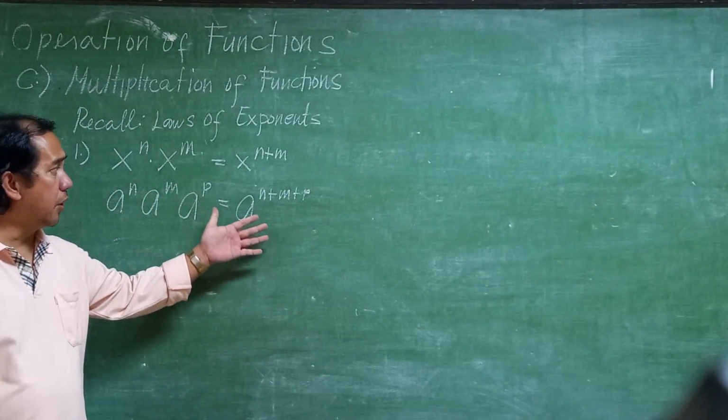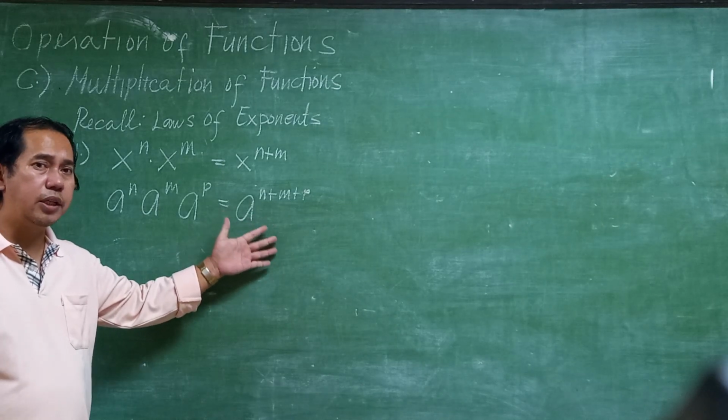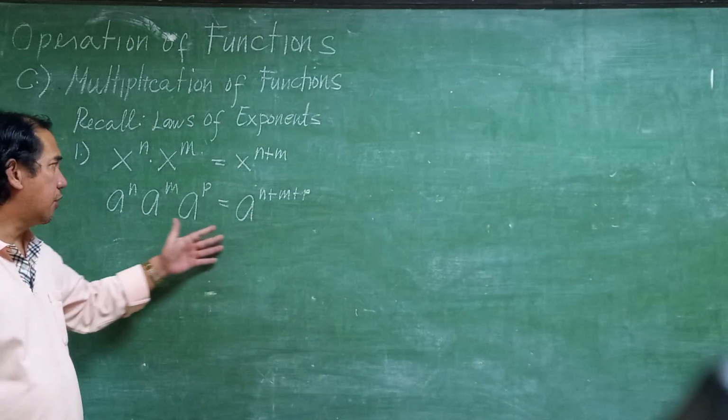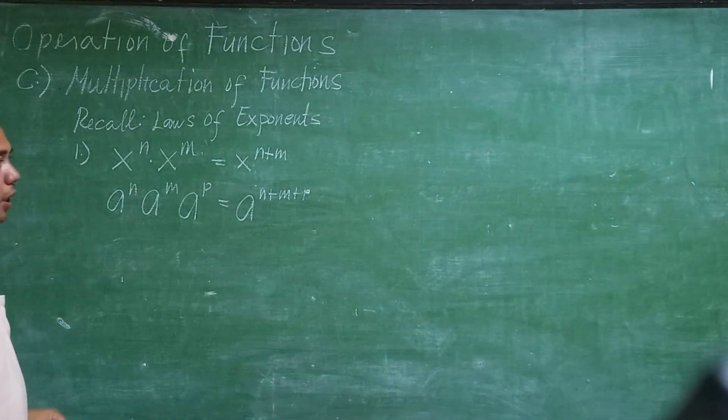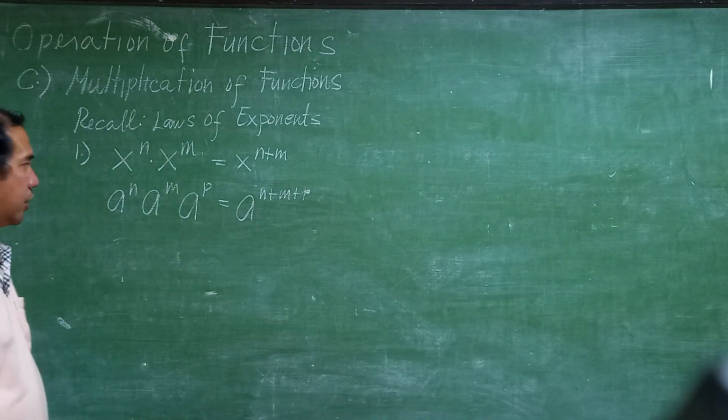Now, we do not stop here. If these are numbers, meaning to say we will evaluate, we will get the product. But if they are variables, it's fine, we will stop here. So that is the product law of exponents.